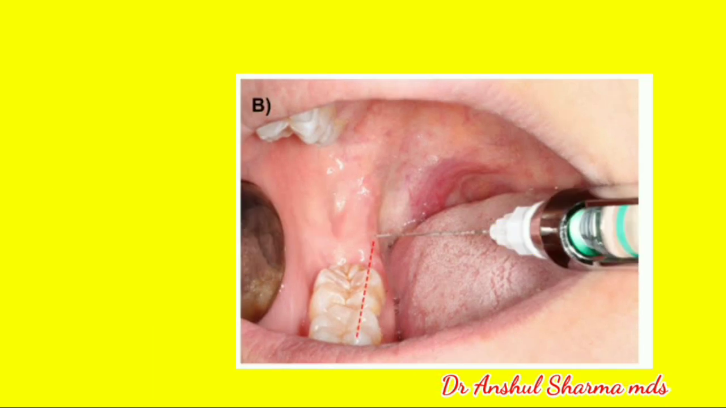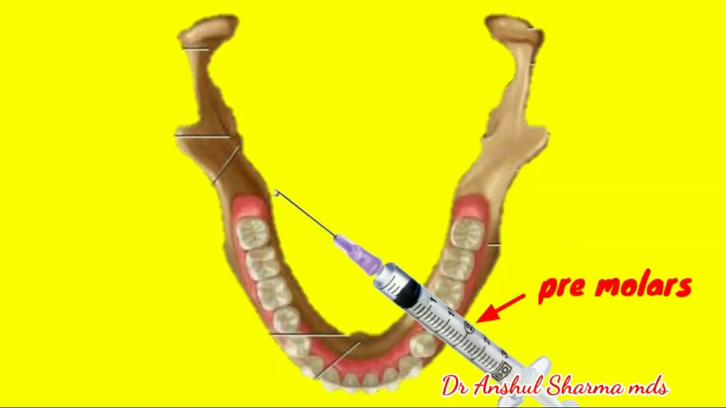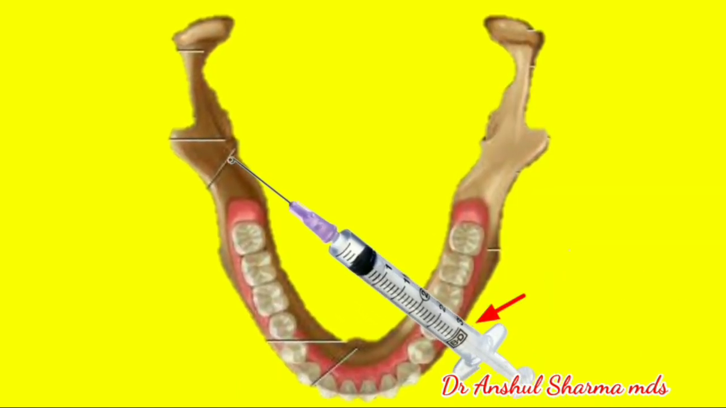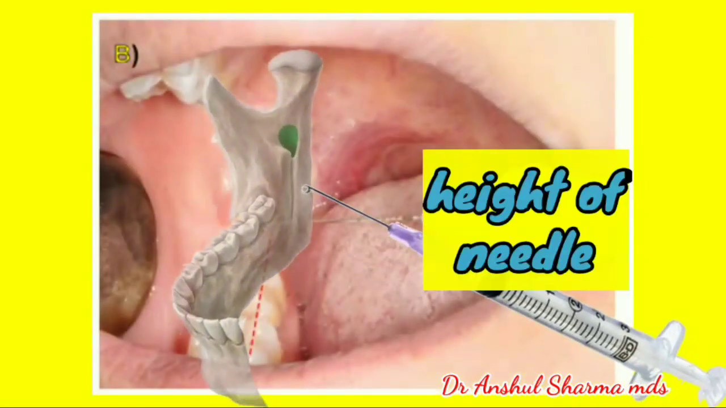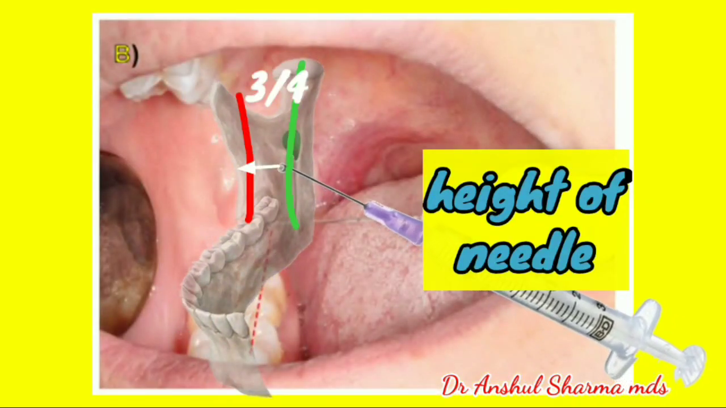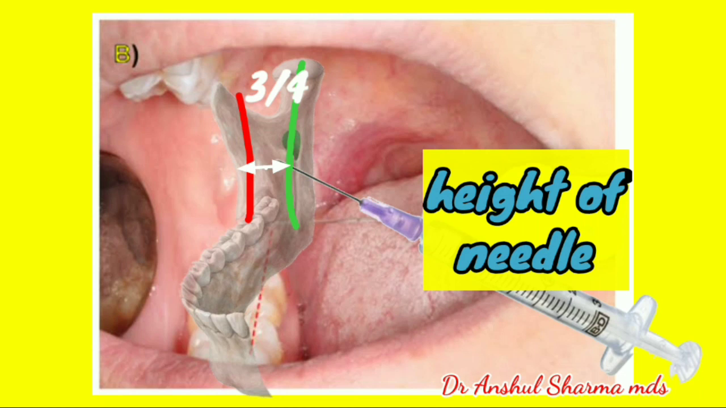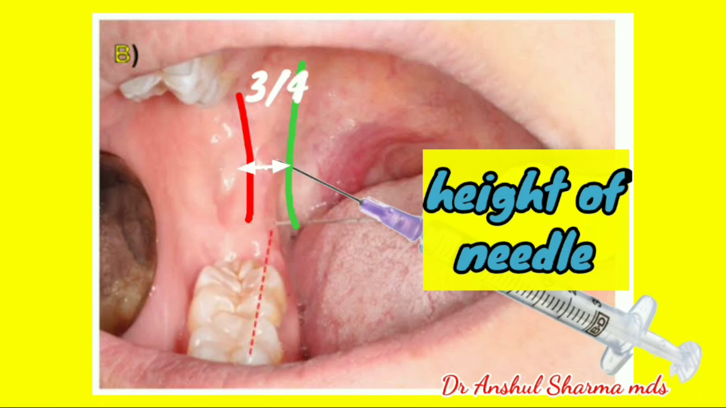In this diagram, you can notice the placement of the syringe barrel is at the corner of the mouth, which usually corresponds to the premolars. The needle insertion point, as evident in this diagram, lies 3/4 of the anterior posterior distance from the coronoid notch back to the deepest part of the pterygomandibular raphe.